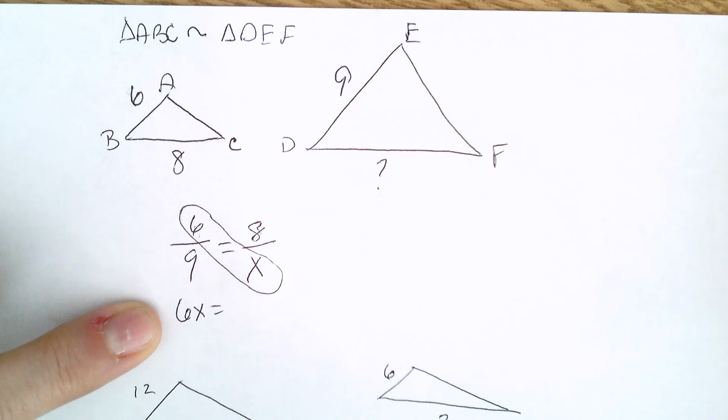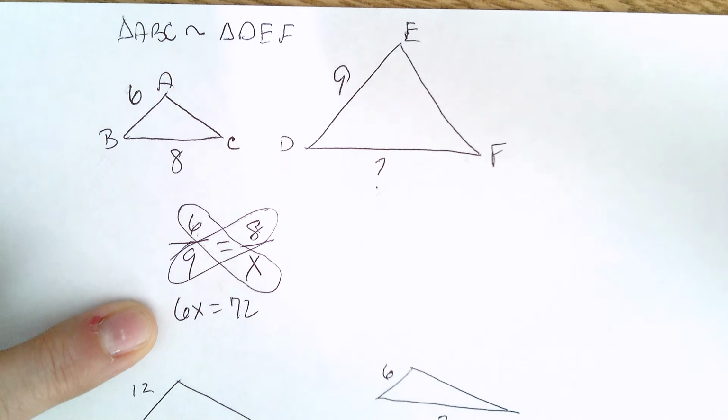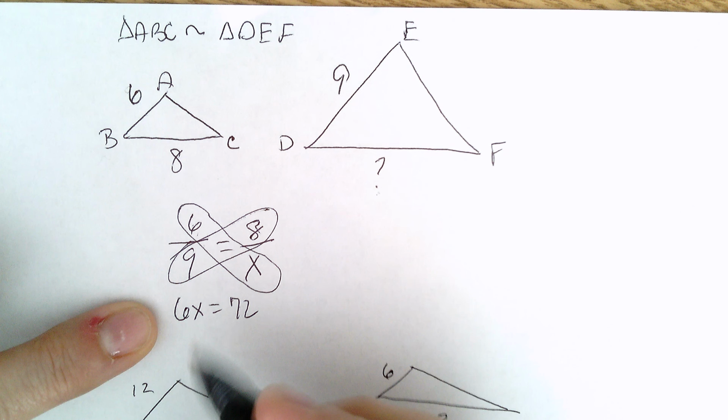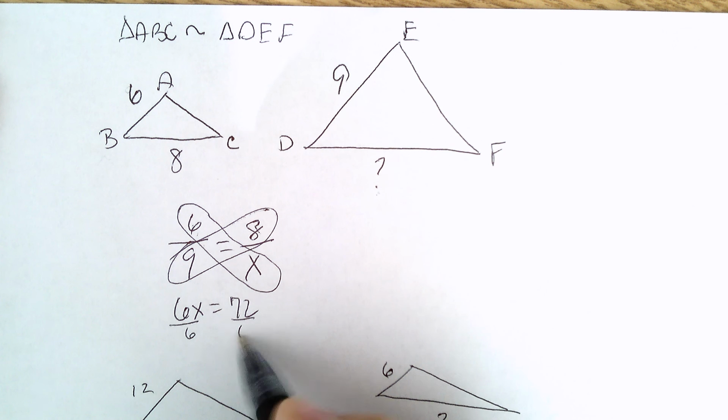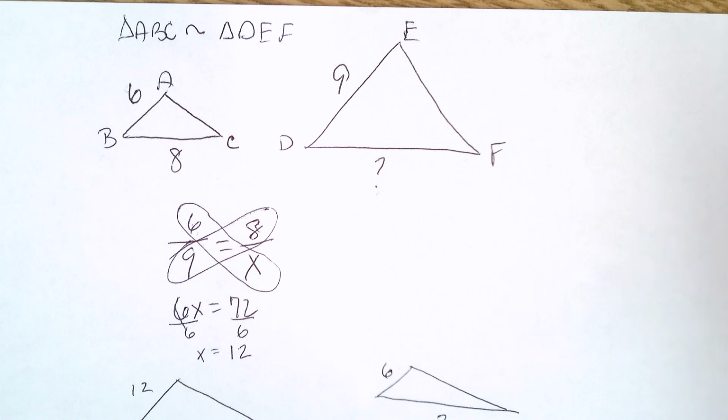So I did 6 times x, I got 6x, and now I'm going to do 9 times 8, which is 72. All right, divide by the number with the x. So x is going to equal, I want to say 12. Double check me in case I'm wrong. All right, that's one way to set up.